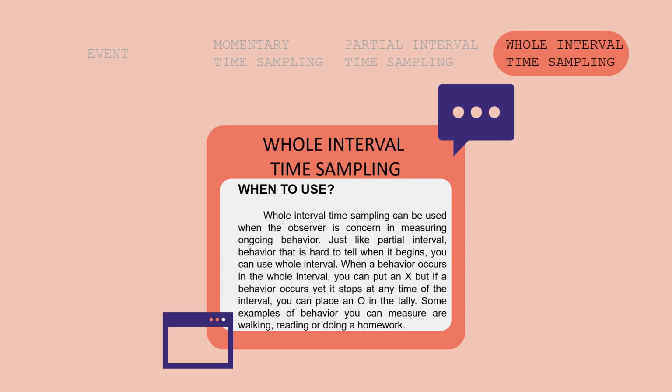Last is the whole interval time sampling. Whole interval time sampling can be used when the observer is concerned with measuring ongoing behavior. Just like partial interval, where it is hard to tell when the behavior begins, you can use whole interval. But here, when a behavior occurs throughout the whole interval, you can put an X. But if a behavior occurs yet it stops at any time of the interval, you can place an O in the tally. Some examples of behavior you can measure are walking, reading, or doing homework.